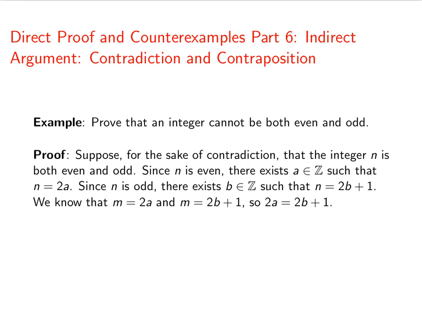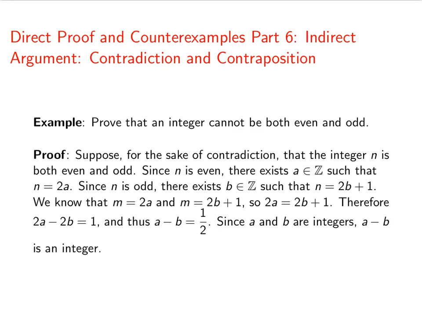Alright, so we know that n is equal to 2a and n is equal to 2b plus 1, so we can go ahead and set those equal to each other. 2a is equal to 2b plus 1. Alright, so if we do a little algebra, we can see that 2a minus 2b is equal to 1, and then if we divide everything by 2, we'll get a minus b equals a half.